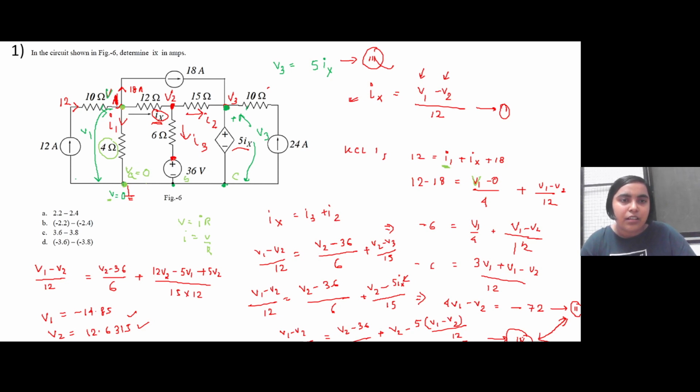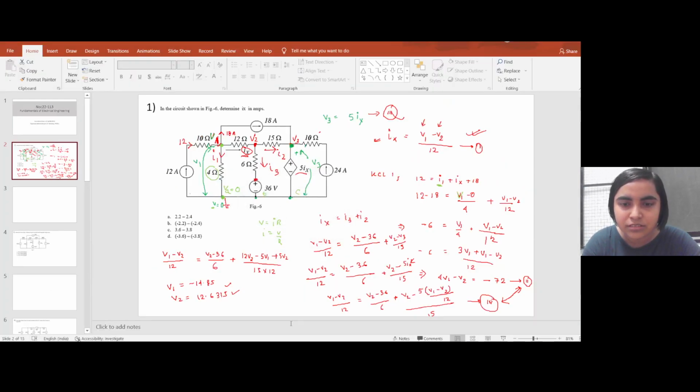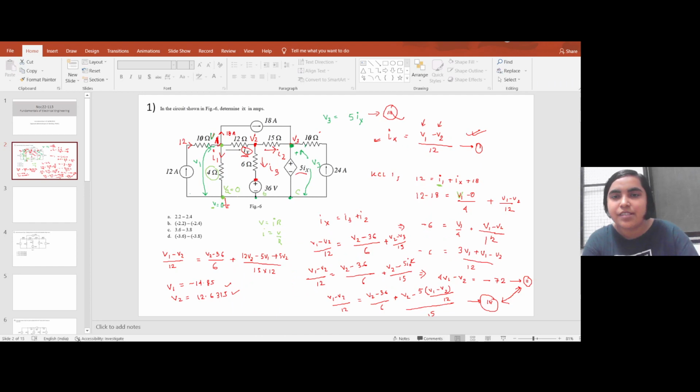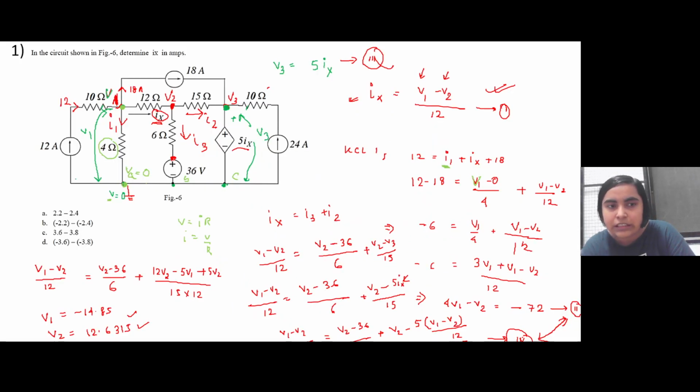Now can anyone calculate what is ix? You have v1 and v2, so you can use equation 1, right? So what is ix? Guys, are you able to do it? If you cannot understand anything, you can ask. Minus 2.29 is correct. Yes, tell me. Minus 2.29. Yes, ix comes out to be minus 2.29.